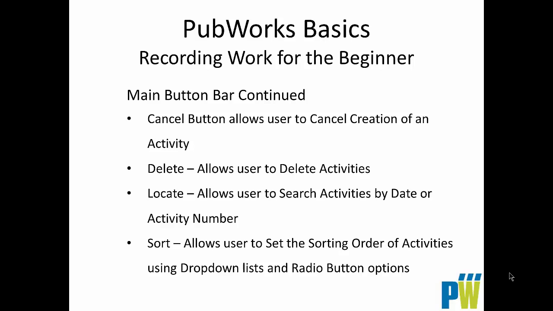The Locate button allows you to search activities by date or activity number. So if you have to go back and add additional information, say you forgot to add a piece of equipment or a material that was consumed, then you can use the locate function, go back, find that particular activity, and then add what you need to. The sort button allows the user to set the sorting order of the activities using drop-down lists and radio button options.